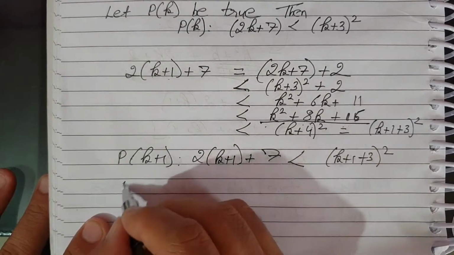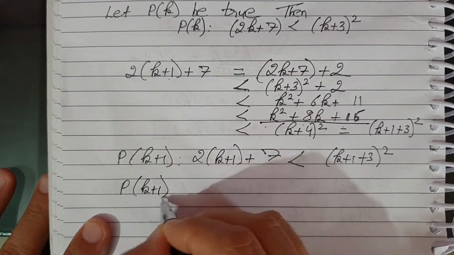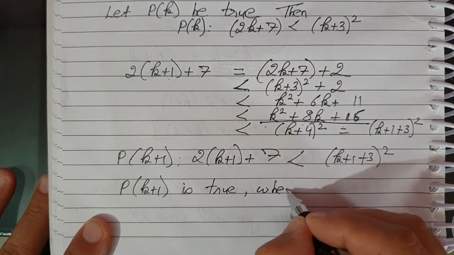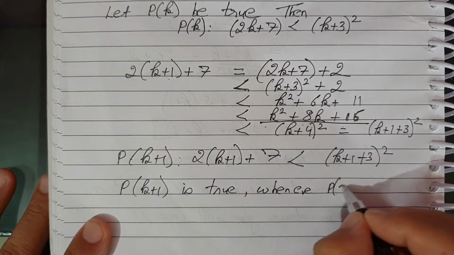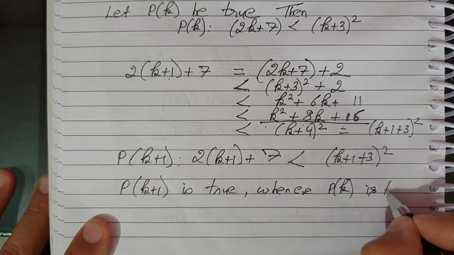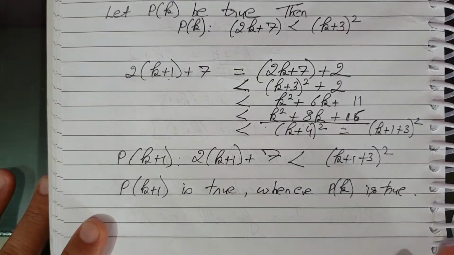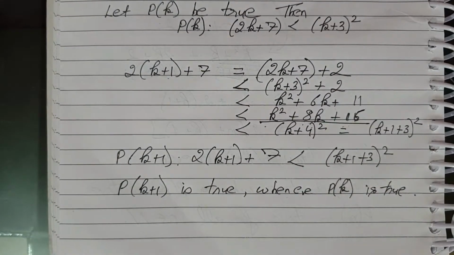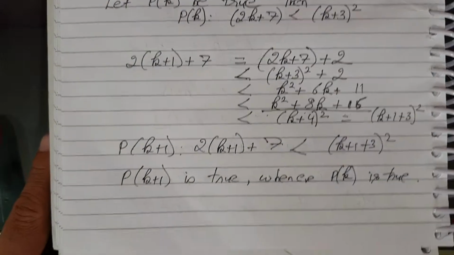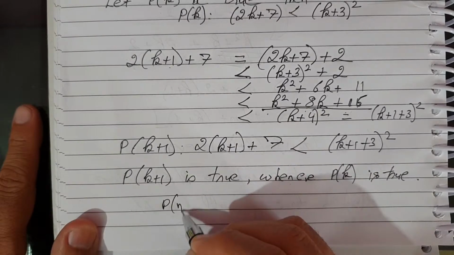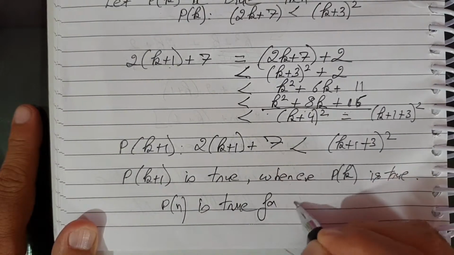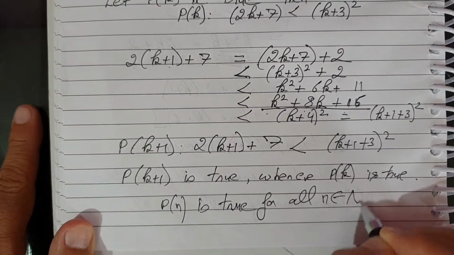So again the same thing, P(k plus 1) is true whenever Pk is true. So thus P1 is true, P(k plus 1) is true whenever Pk is true. Hence by principle of mathematical induction, Pn is true for all n belongs to natural number.